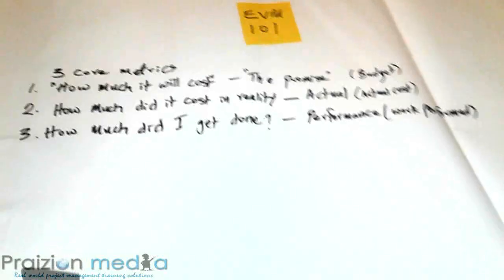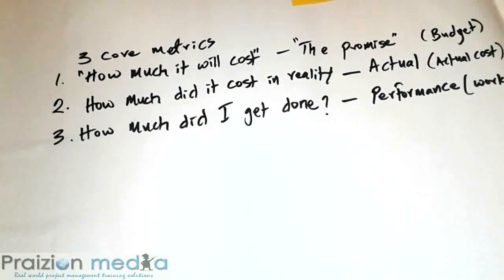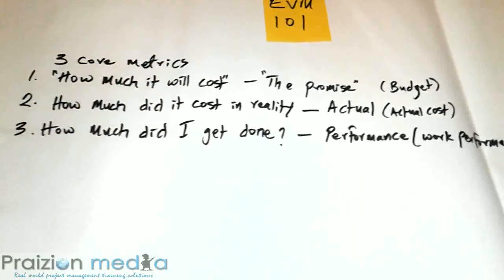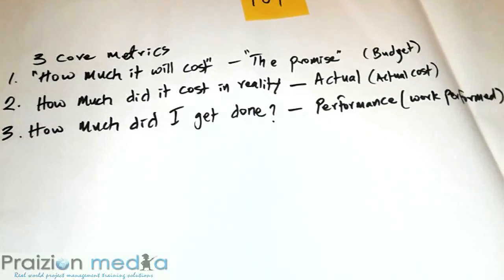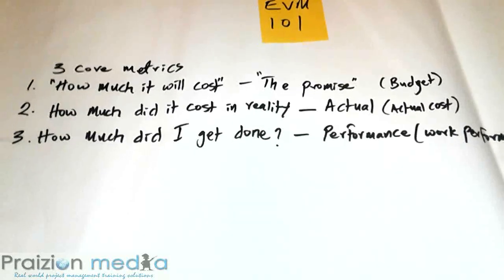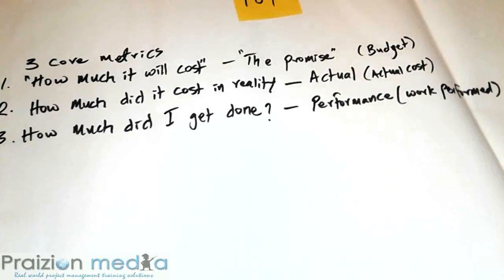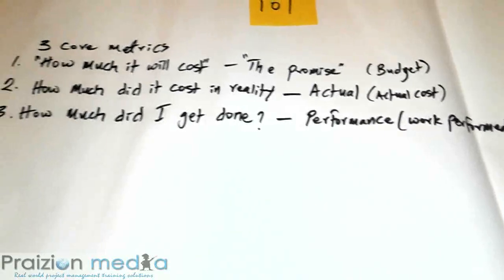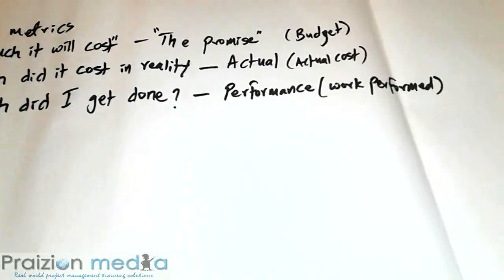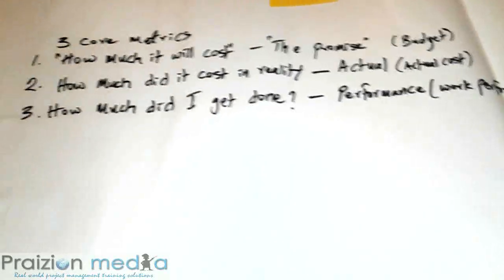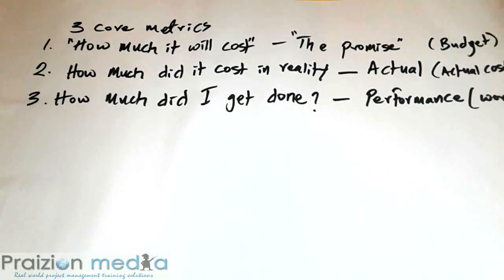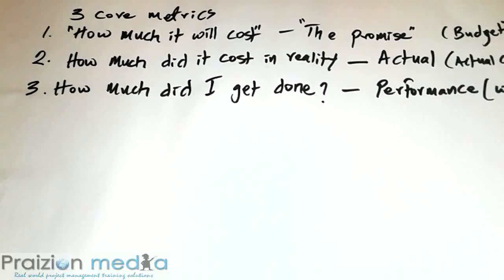Three things that you are looking at as the core metrics of earned value. How much it will cost, the promise. I promise this will cost X amount. How much did it cost in reality? The actual. And lastly, how much did I get done? That's the performance, the work performed. So I'm going to give you a very ridiculously easy example of these three things.